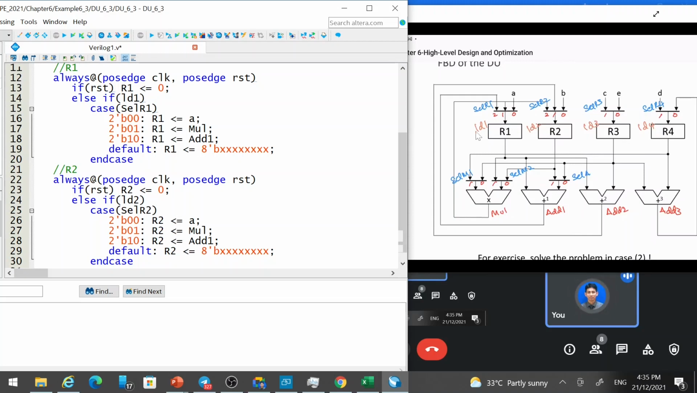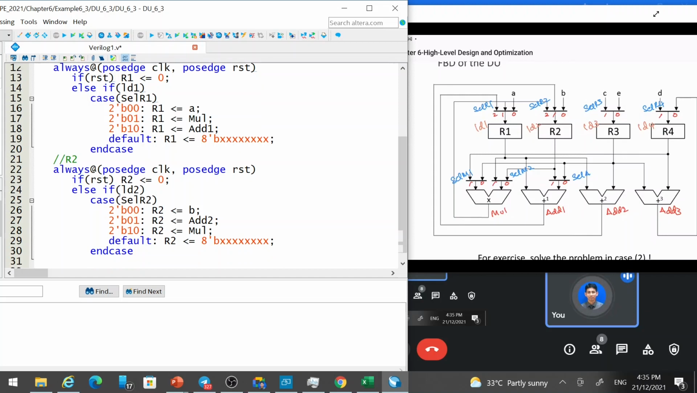If 0 0, so the input will be B, and if 0 1 must be this one. 0 1 is add 2, so this one must be add 2. And if 1 0, 1 0 is this one, must be MUL, so this must be MUL. And done for the second register. See, this is easy to describe, this and this. And now register number 3 and number 4.